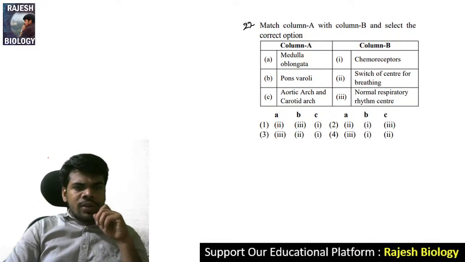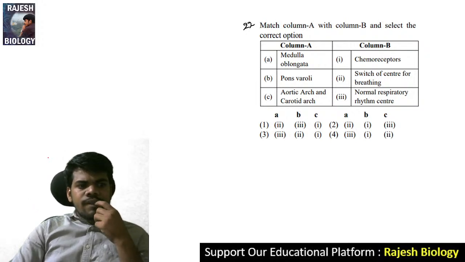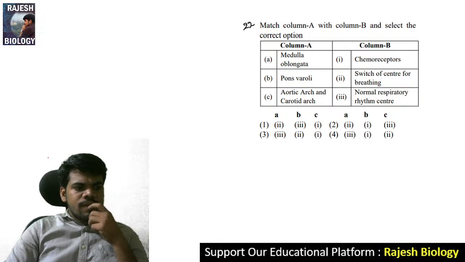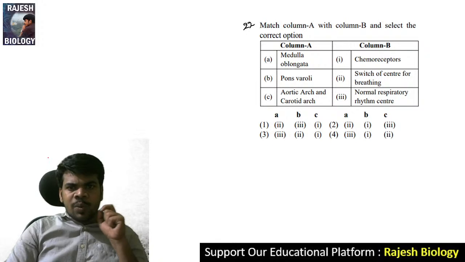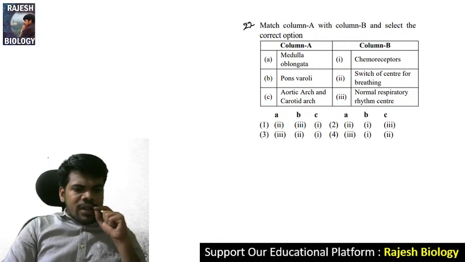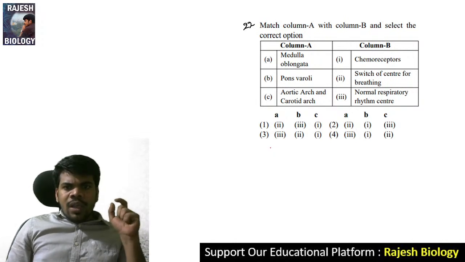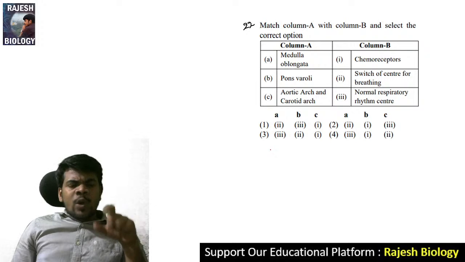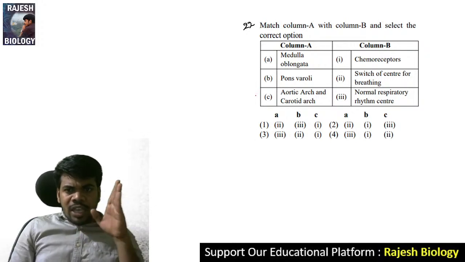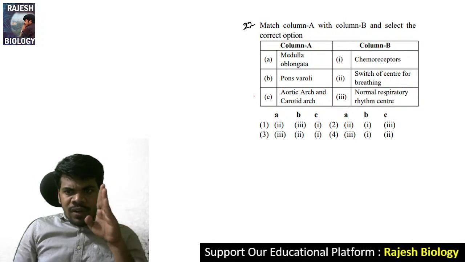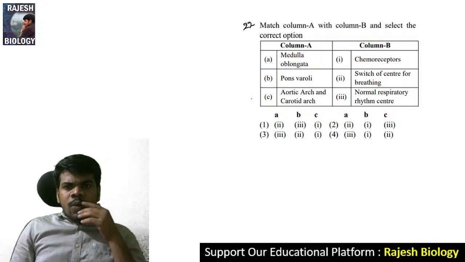Come to the 22nd question. Match the column A with the column B and select the correct option. Column A: medulla oblongata, pons varolii, aortic arch and carotid arch. Column B: chemoreceptors, switch off center for the breathing, normal respiratory rhythm center.